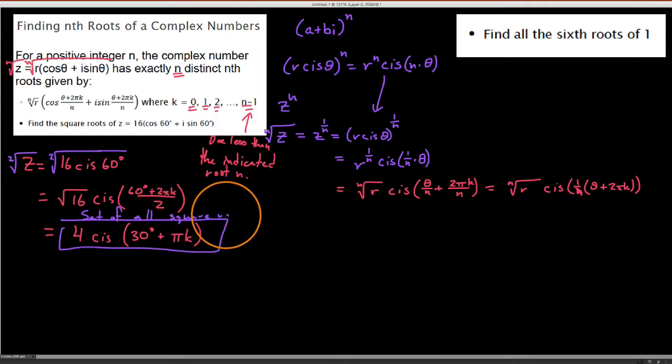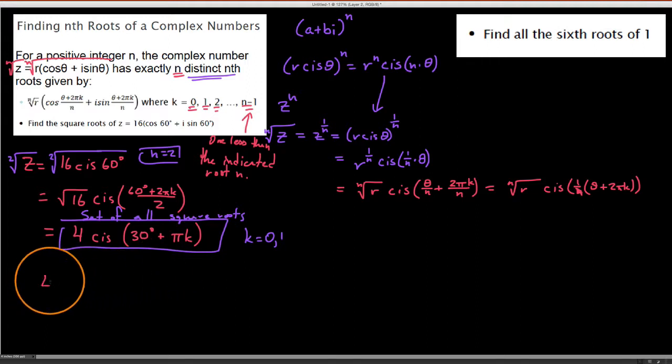Okay? But here's the thing. There are infinitely many square roots, but only 2 of them that are what we say distinct. That is, that we can tell the difference between them. So what we're going to do here is we're actually going to say, well, then what are these two roots? Recall that k is going to assume all values starting at 0 and going up to 1 less than n, and in this case our n was 2. So I'm going to plug in 0 for k and I'm going to plug in 1 for k.